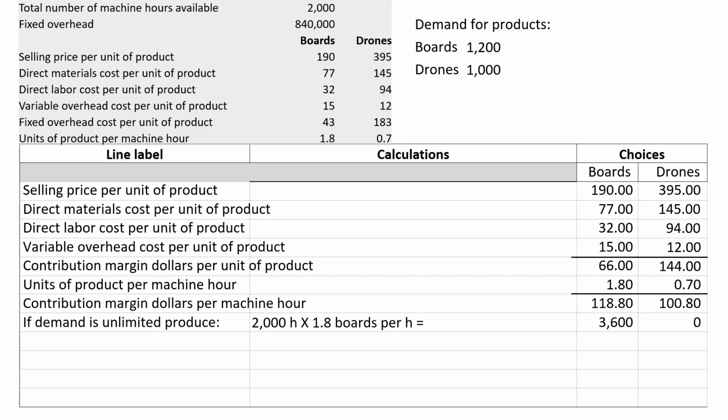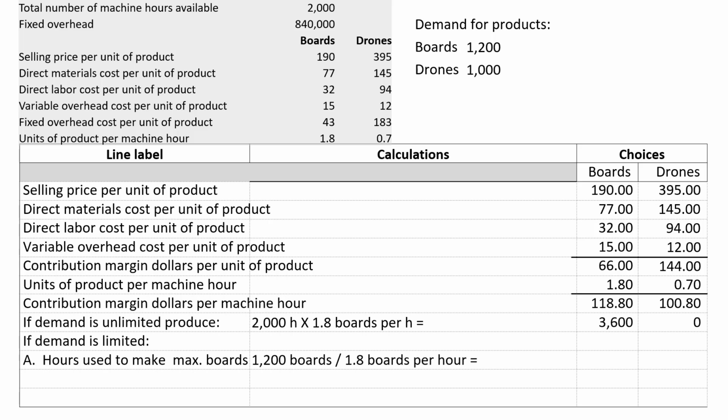How many hours will we use up making the 1,200 boards? Then we'll need to know how many hours are left over to use for making drones. And finally, we'll need to figure out how many drones we can make in the leftover hours. So, given the limited demand for boards and drones, we'll start with step A, calculate how many hours we'll use up to make 1,200 boards. We can make 1.8 boards each hour, so 1,200 boards divided by 1.8 boards per hour is 667 hours, rounded.